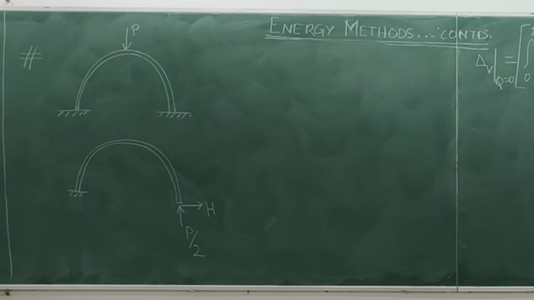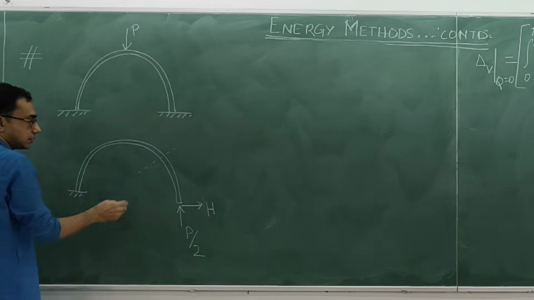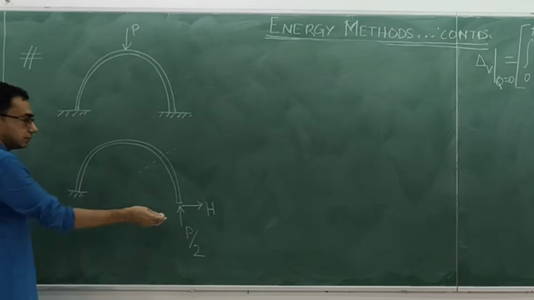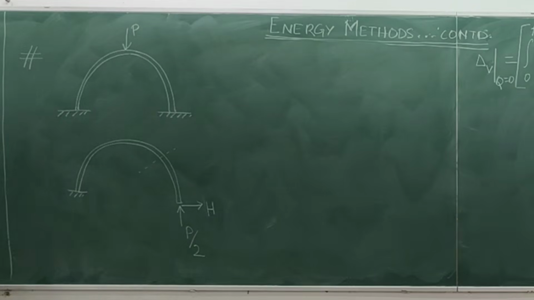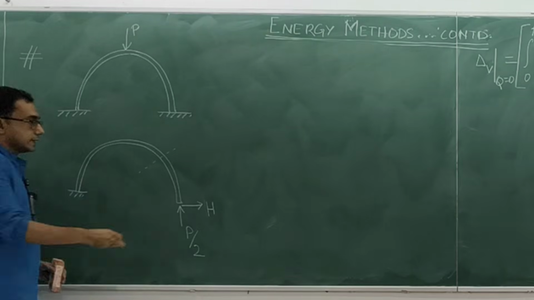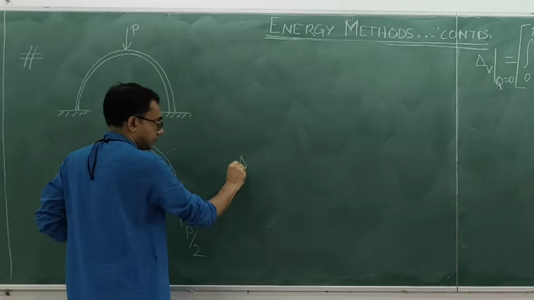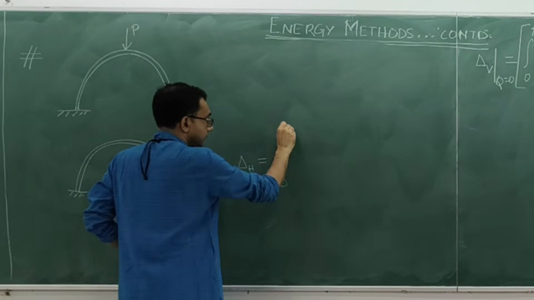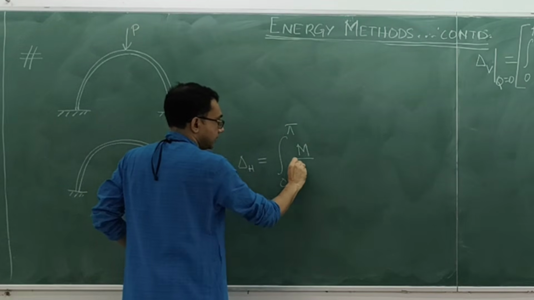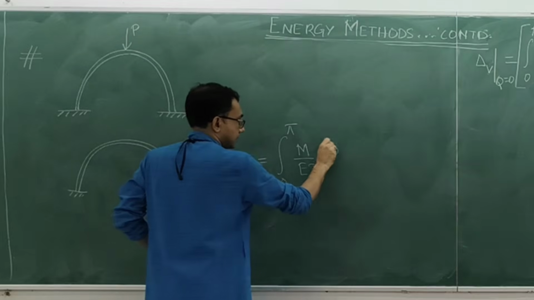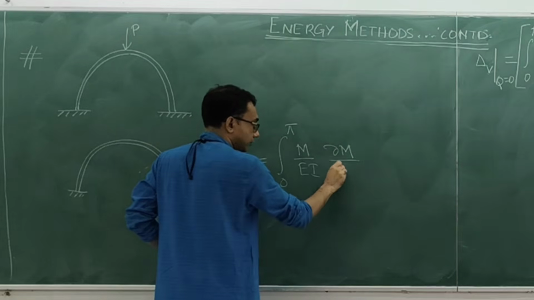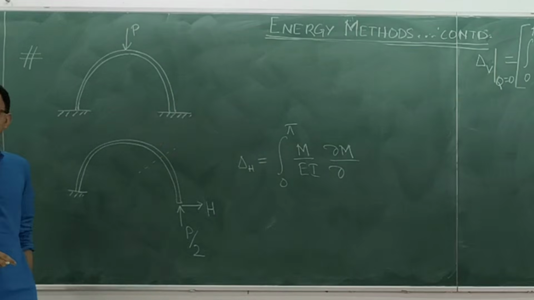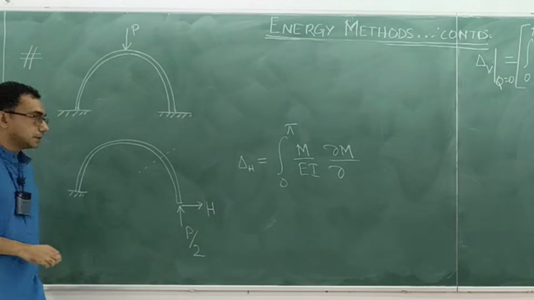Now you have to proceed just like before. You just have to take a cut section, expose that cut section, take at theta some moment, find out the moment, do all this. So what will you do? This del H will be equal to integral 0 to pi of M by EI del M. What do I have to write here? Please tell me. Del M by del H.